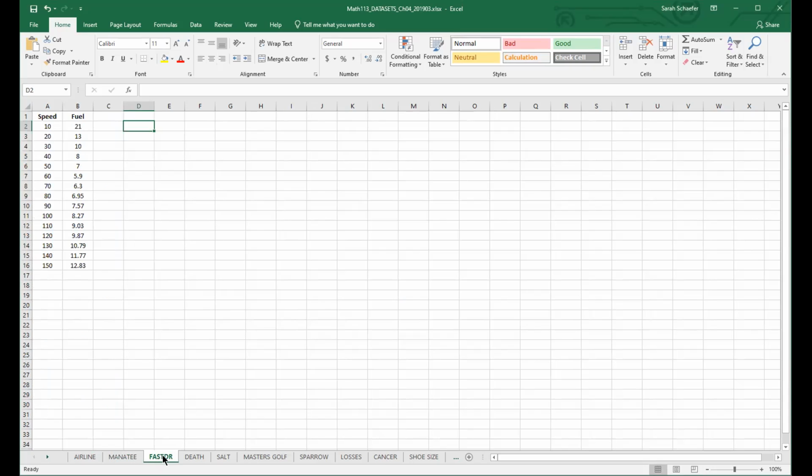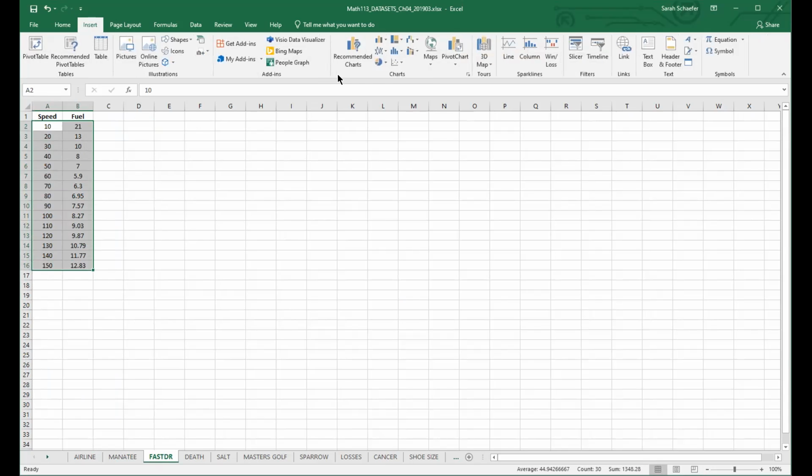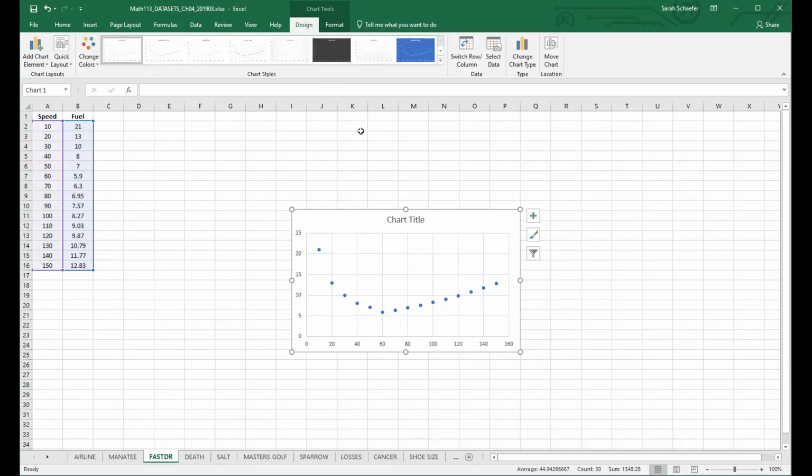So let me switch to fast driving. And I'll highlight both of these. So I have our speed and our fuel. And we're going to go ahead and put in our scatter plot. And oh dear, well, I definitely have two quantitative variables, but this is not linear, not even close. I mean, I kind of have two linear pieces, but that doesn't add up to linear overall.